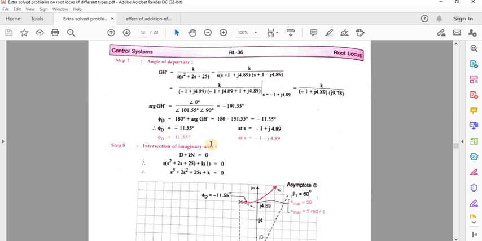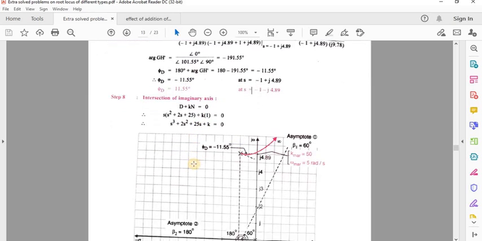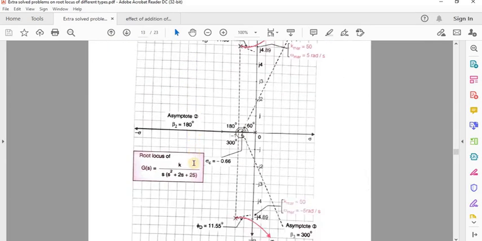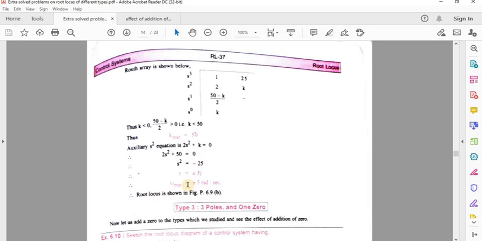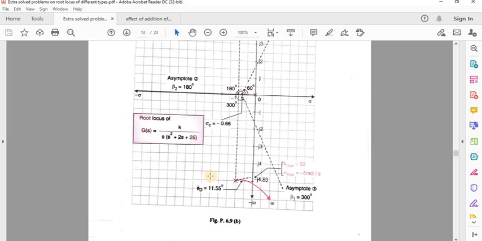The intersection is also found by using the Routh array. The value of k will be less than 50 and greater than 0, and the intersection will be plus minus 5j. The intersection with the j omega imaginary axis will be 5j plus or minus.